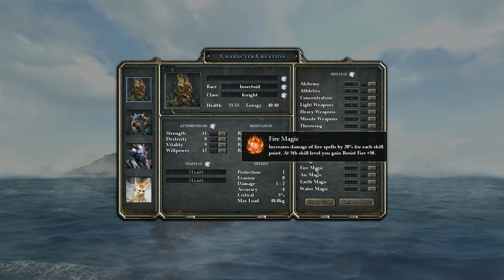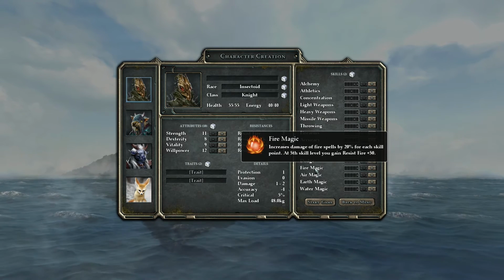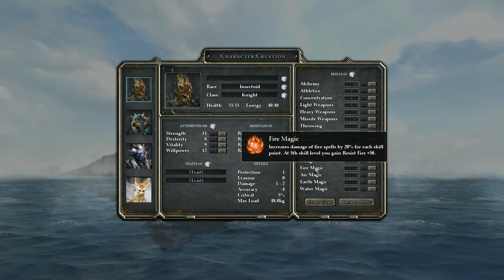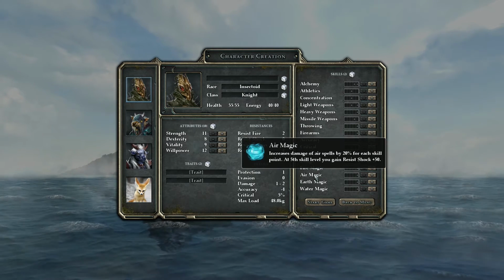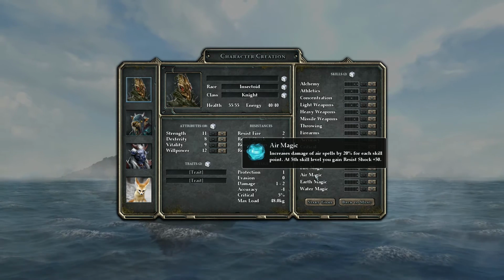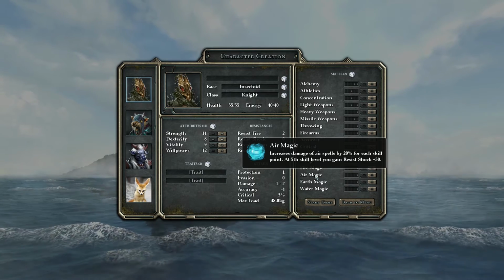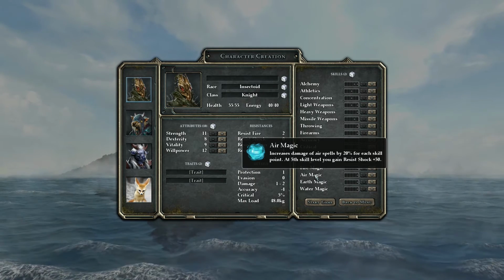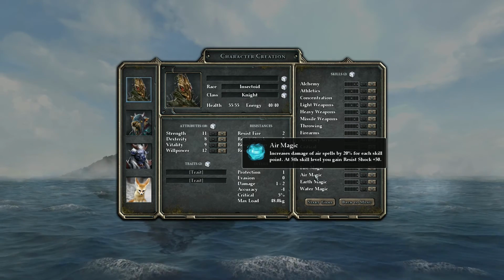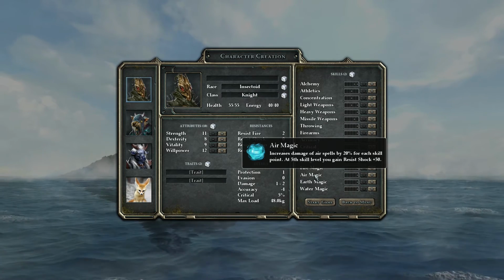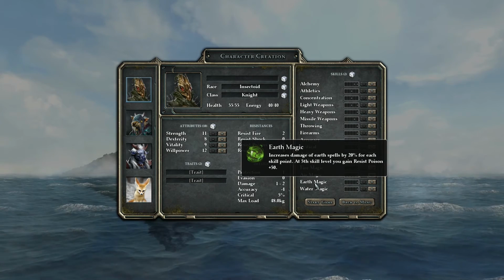Fire magic increases damage of fire spells by 20% for each skill point. At 5th skill level, you gain resist fire 50. Air magic increases damage of air spells by 20% for each skill point. At 5th skill level, you gain shock resistance. You gain resist shock plus 50.